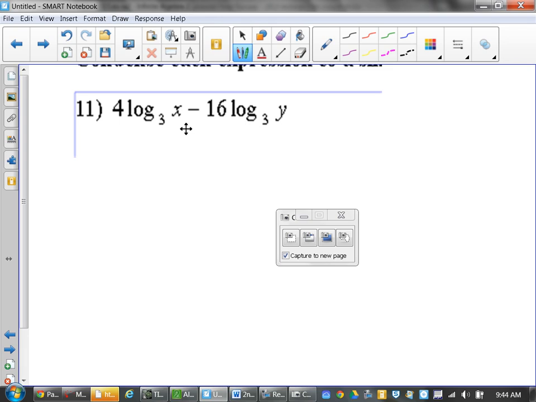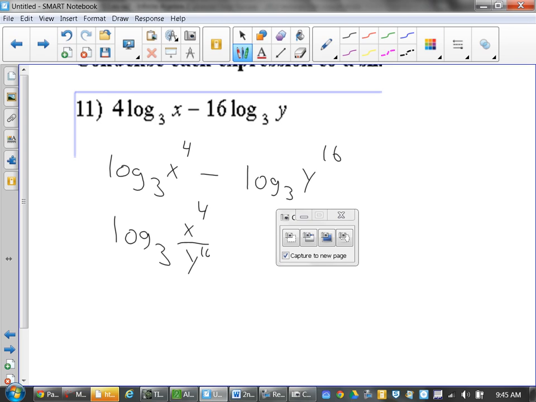So this first one means log base 3 of x to the 4th. The second one means log base 3 of y to the 16th. The subtraction symbol between the two means what? It's division. So you wind up with log base 3 of x to the 4th over y to the 16th.